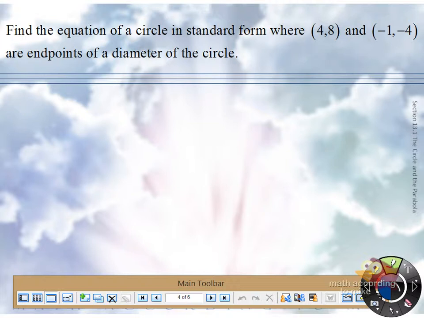To find an equation of a circle, what two things do you need? Radius and the center. If you want to sketch a graph of this, go right ahead. You don't have to. But for our purposes, this could be the point (4, 8). This could be the point (-1, 4).